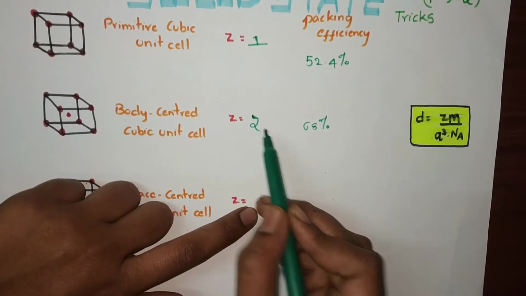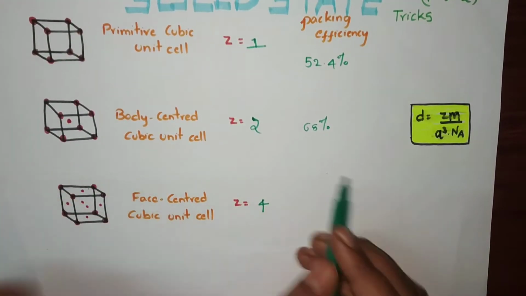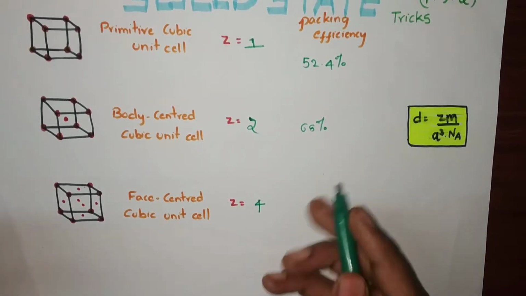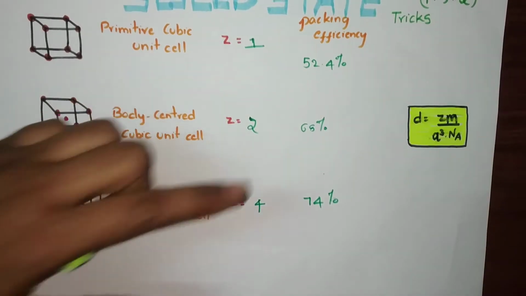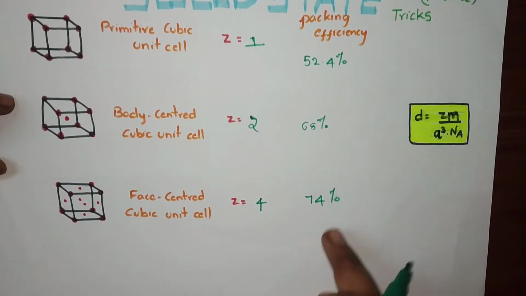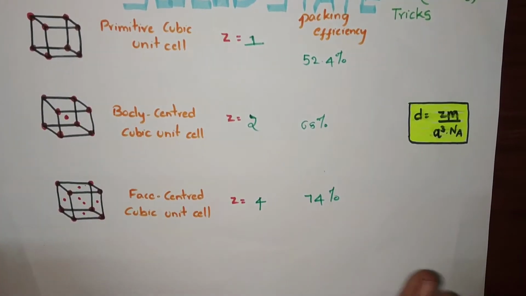4 plus 2, 6. Add 6 to the 68, then it will become 74%. You can normally remember it as 50%, 60%, 70%. For the exact value, this will be used.